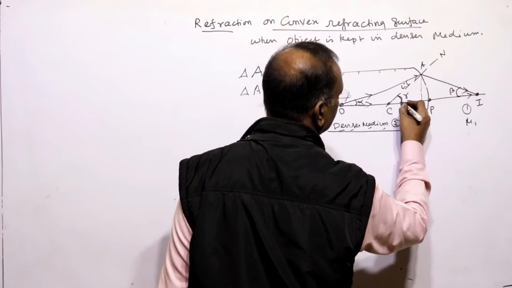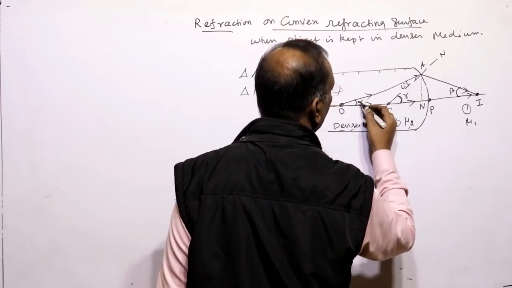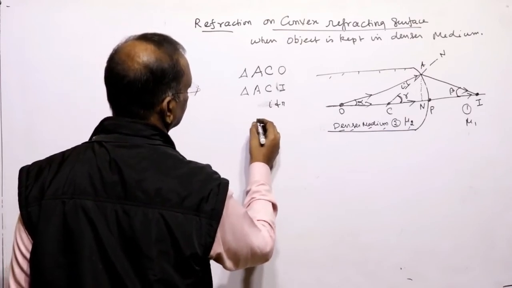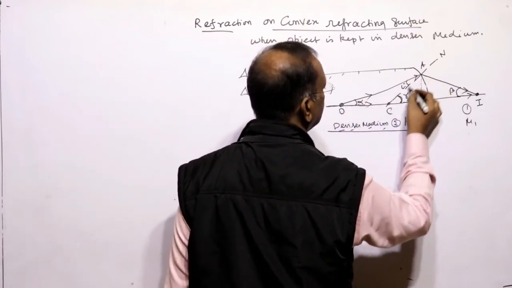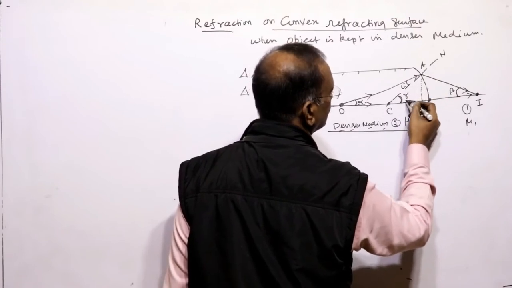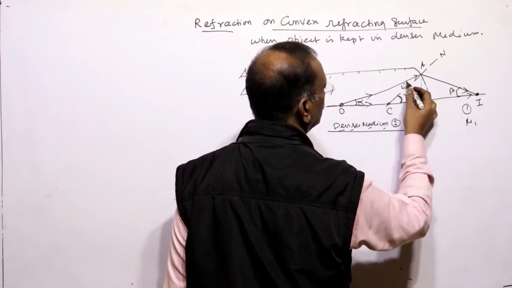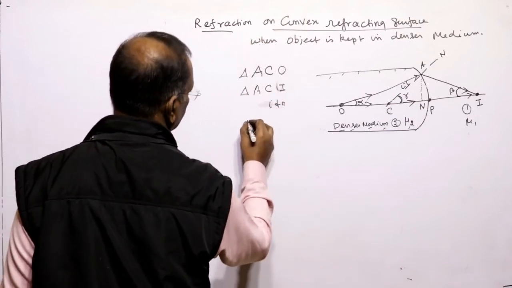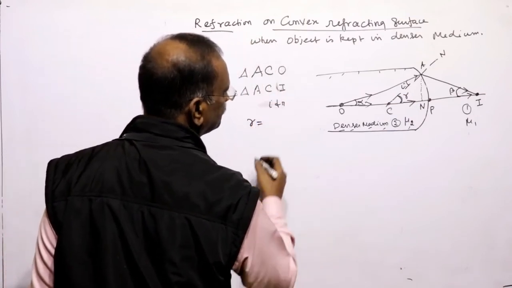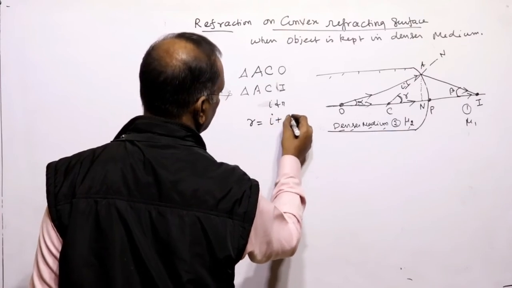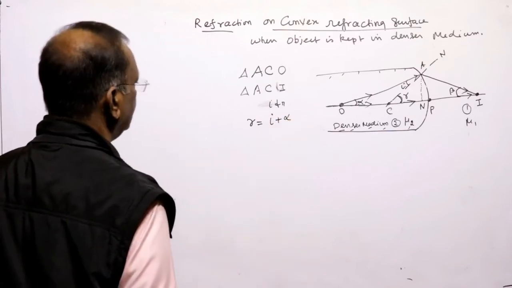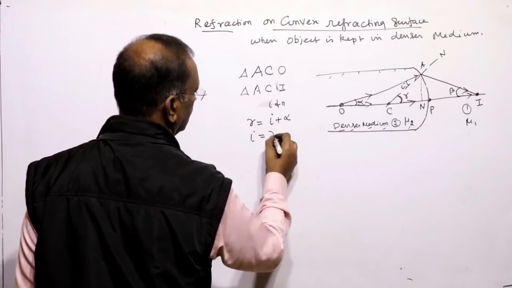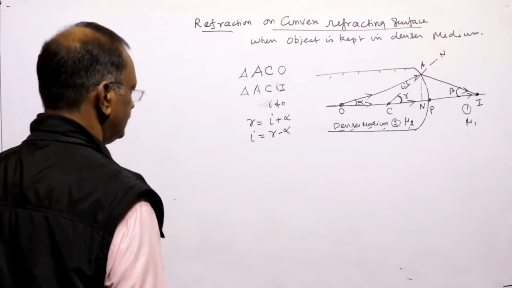this is gamma, the external angle, which equals the sum of the opposite internal angles, alpha and I. So in triangle ACO, gamma is the external angle. We can write gamma is equal to I plus alpha, or I is equal to gamma minus alpha.